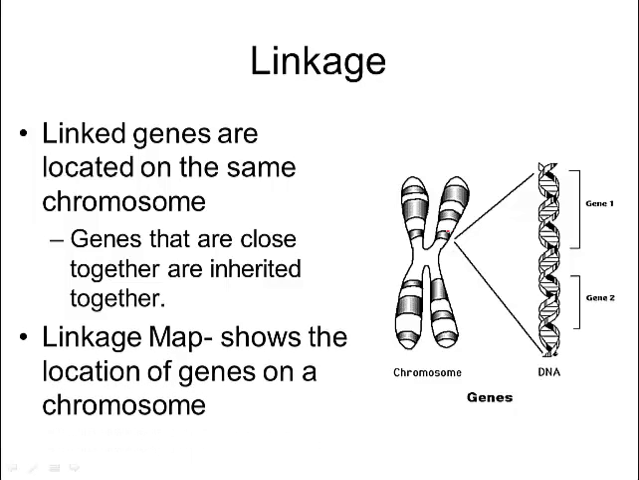So a linkage map will show the location of genes that are on a chromosome. So you can look at a chromosome and you can actually map out where on that chromosome your different genes are. And you can actually predict how they're going to get passed on based off the chances of crossing over and things like that, and whether they'll be passed on with other genes or on their own.